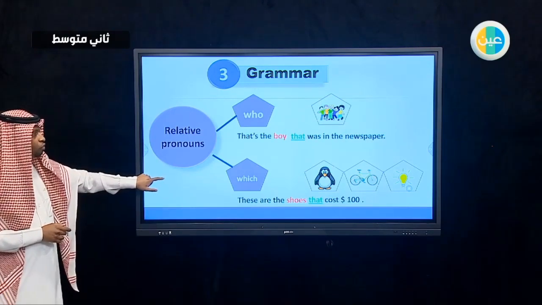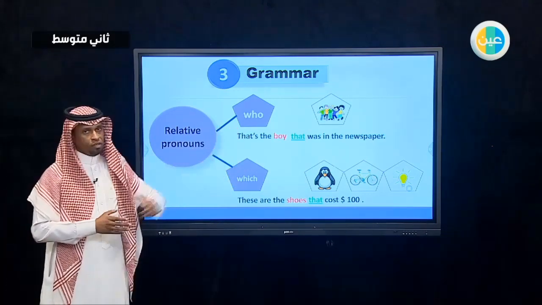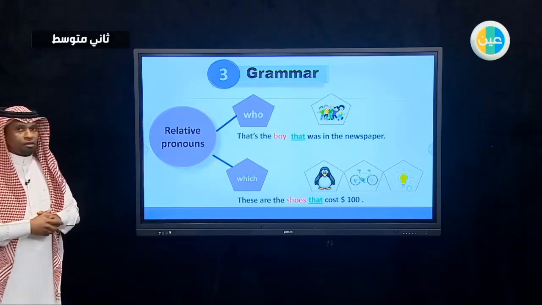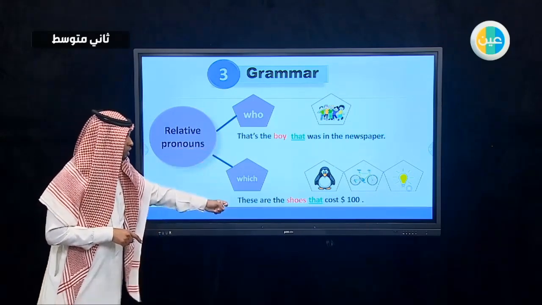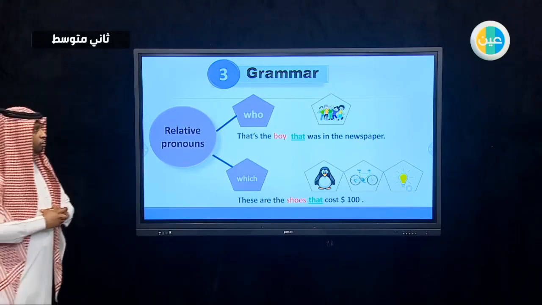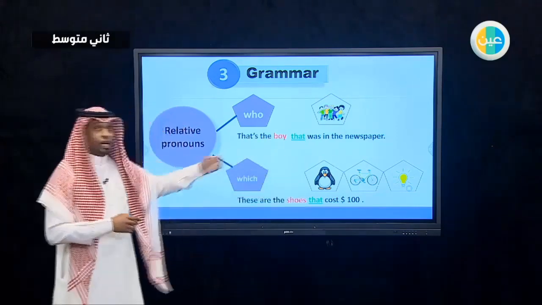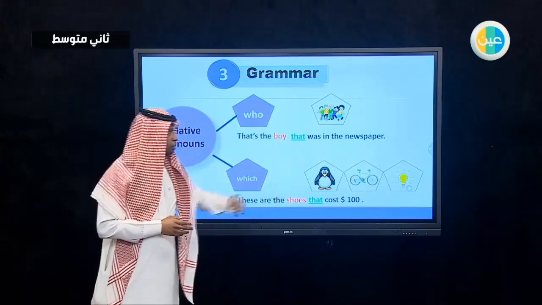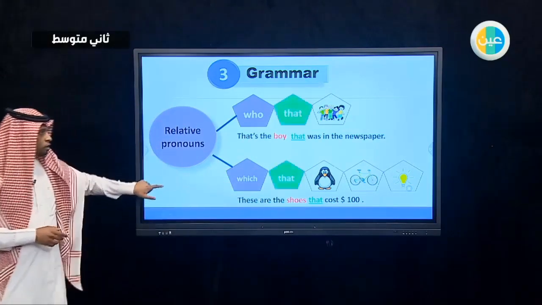Now, let's move to this one. Here we have something different. Can you see the difference? Or it is, let's say, similar, the same. They have the same, this part and this part. Something shared in common. What is it? Good. That. So we can use that with people, animals, things, and ideas.